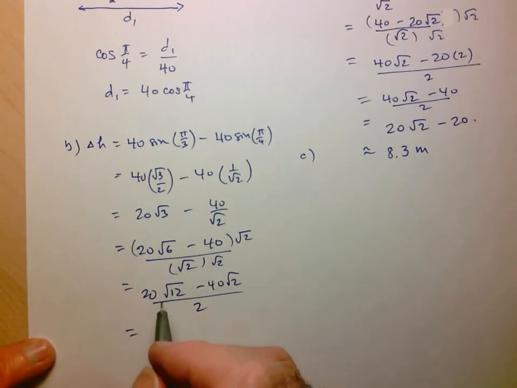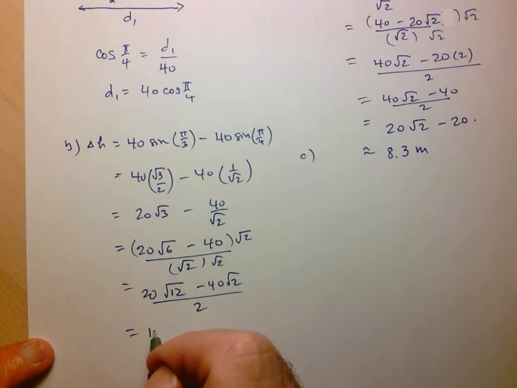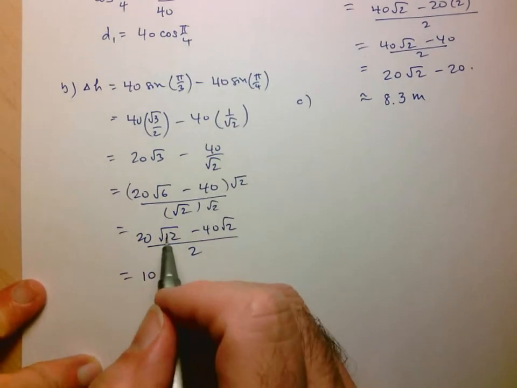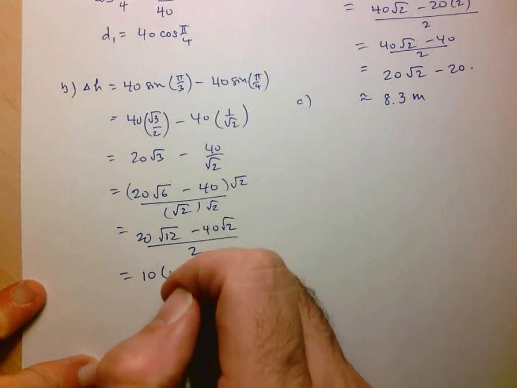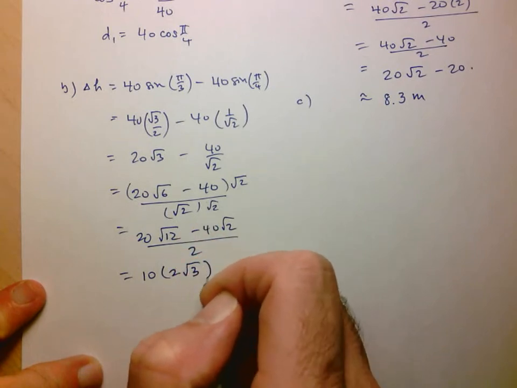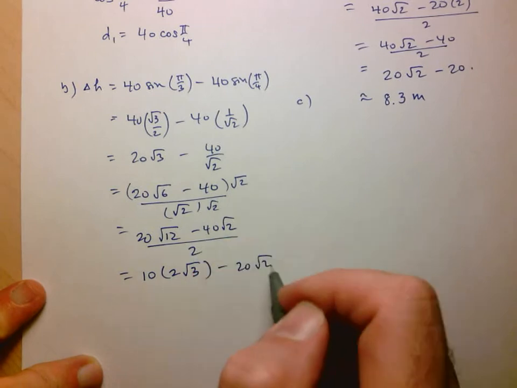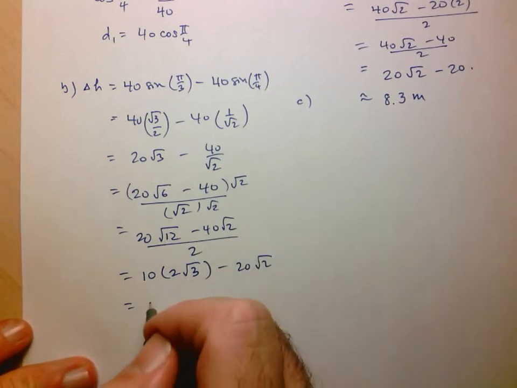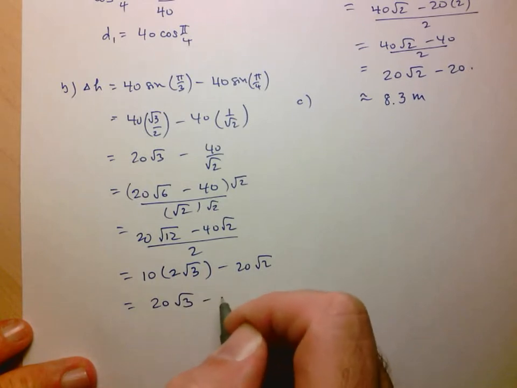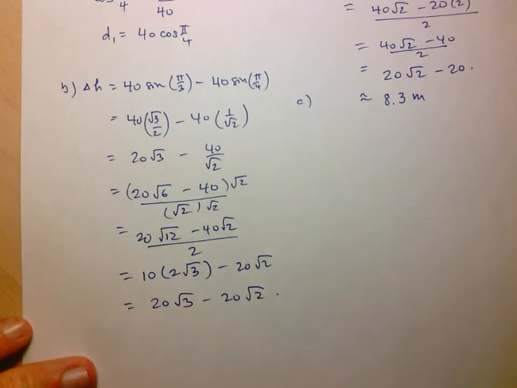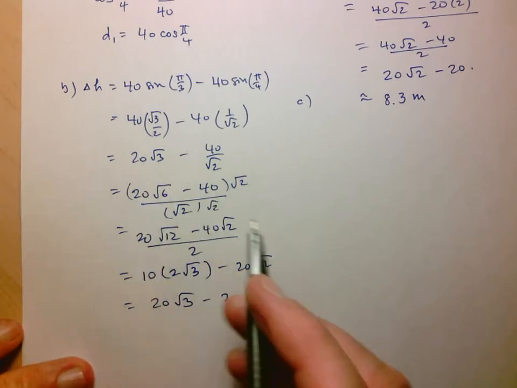Here, again, we can divide the 2 out to both. So 10 times, and be careful here because root 12 is actually 4 times 3. So root 4 is 2. So this becomes 2 root 3. Minus this just becomes 20 root 2 because I'm dividing out the 2. And in the end, we're just left with 20 root 3 minus 20 root 2. Okay? But again, I wouldn't be averse to you just leaving it in this form here.